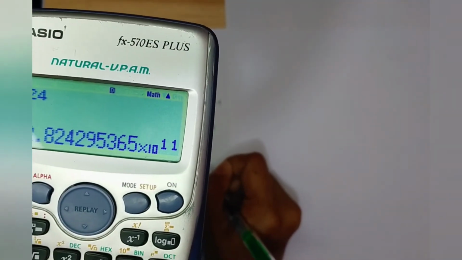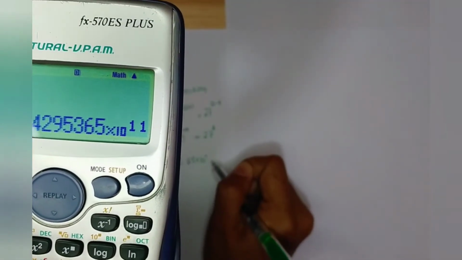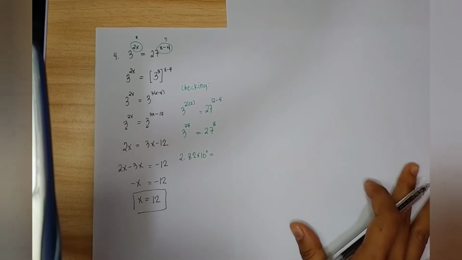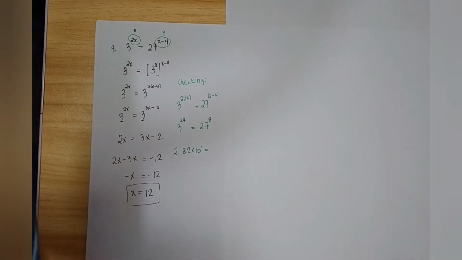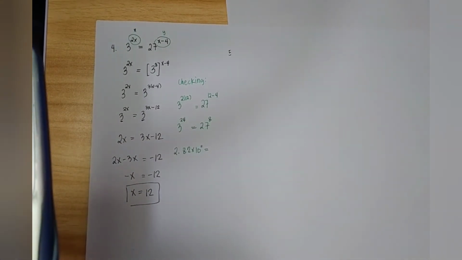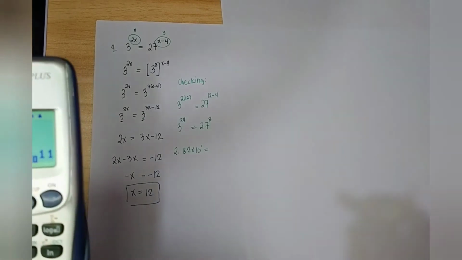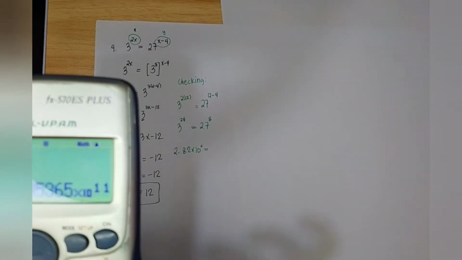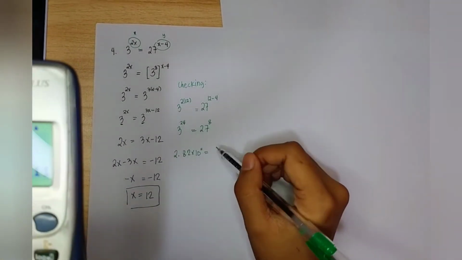Okay, approximate natin na 2.82 times 10 to the 11 is equal to, try natin kung the same sila ng value dito sa kabila. Ang laki naman nito. Okay, so let's try. So that is 27 raised to the power of 8. Okay, that is the same.